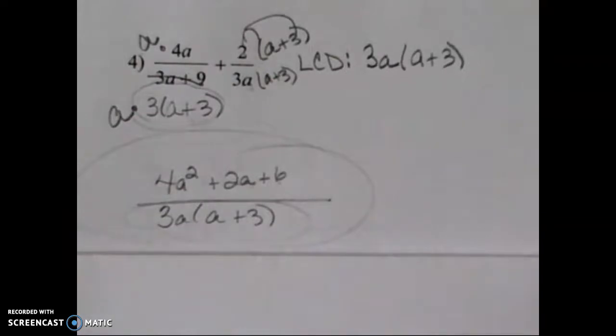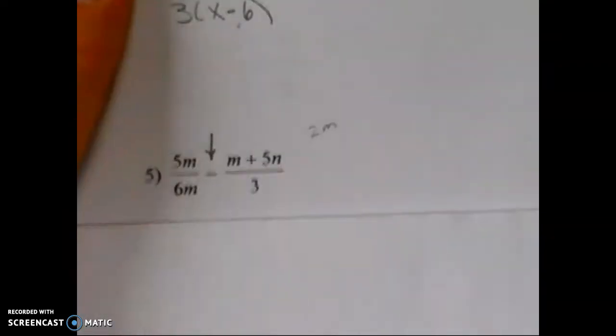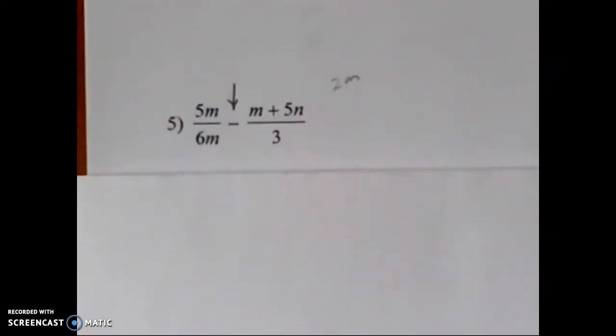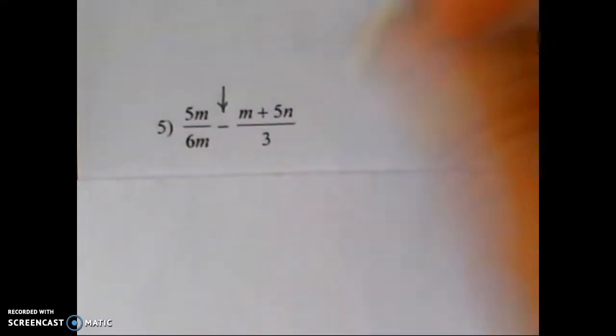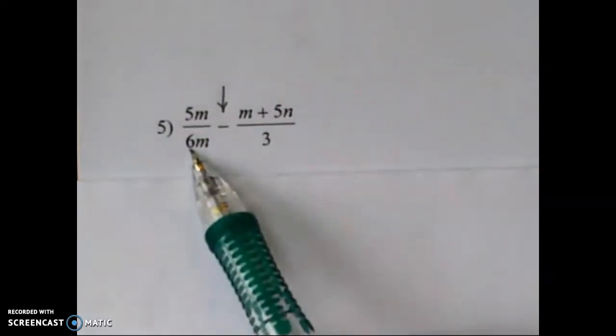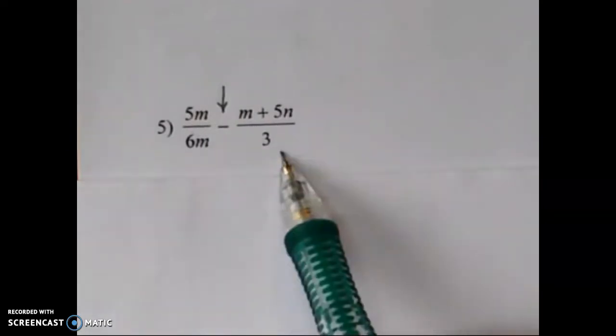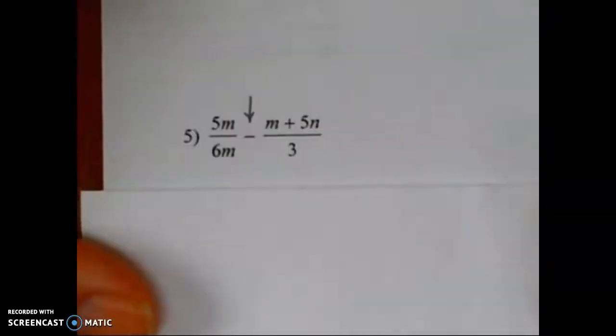That wasn't so bad. You guys, you can also subtract, and I put a little arrow here to make sure that I remember how to do this. So, you can't factor this denominator. So we're all set. We just need to find the LCD.